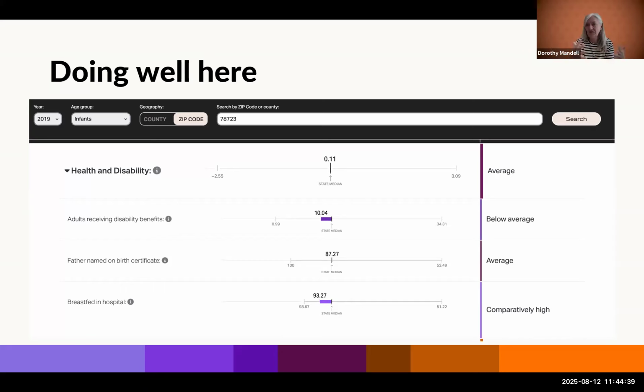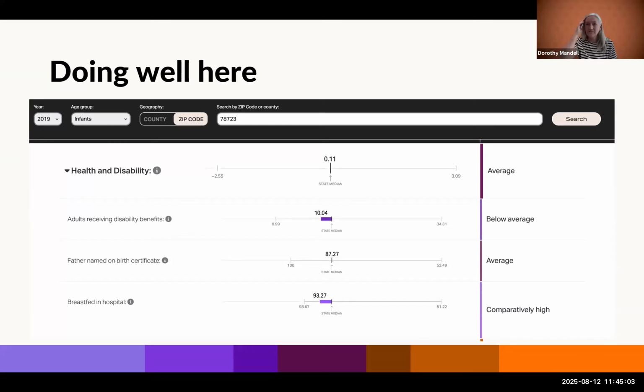Breastfeeding in the hospital is a huge perinatal health metric. I can make all sorts of things, low birth weight, all sorts of perinatal risks predict breastfeeding in the hospital. So they're doing a great job when it comes to this. So the perinatal health may not be necessarily as important as the early childhood health side of things.